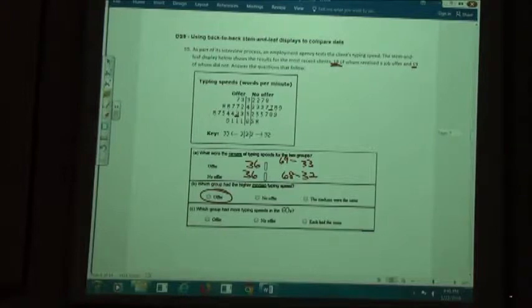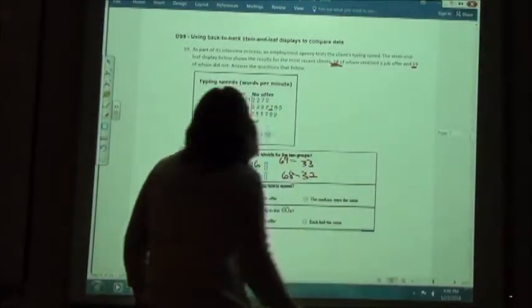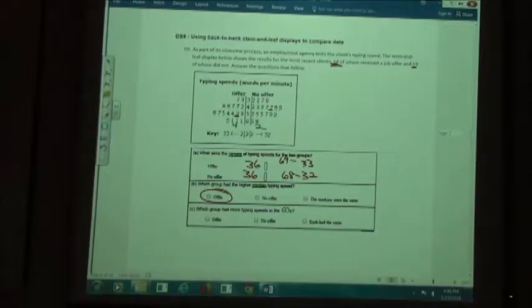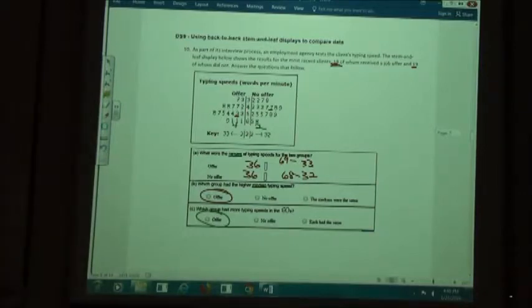Which group had more typing speeds in the 60s? Well, this one has 4 in the 60s and that one only has 2 in the 60s, right? So which one has more in the 60s? The offer had more in the 60s.